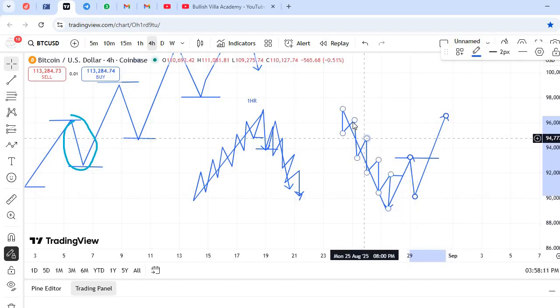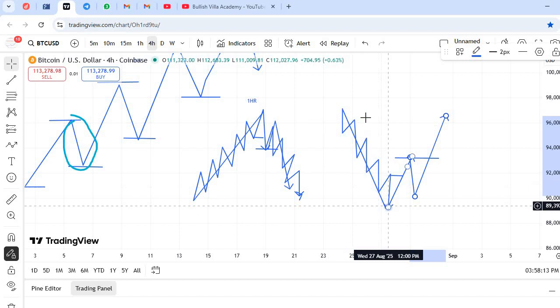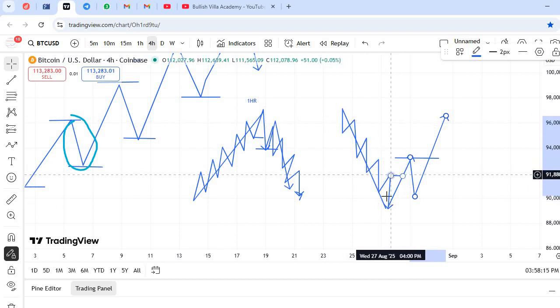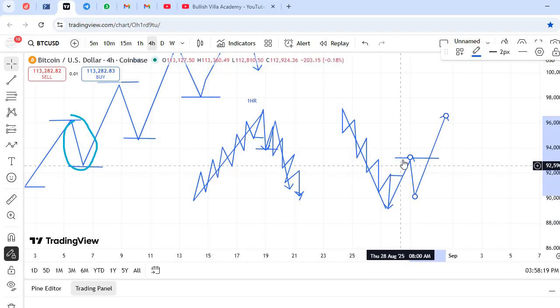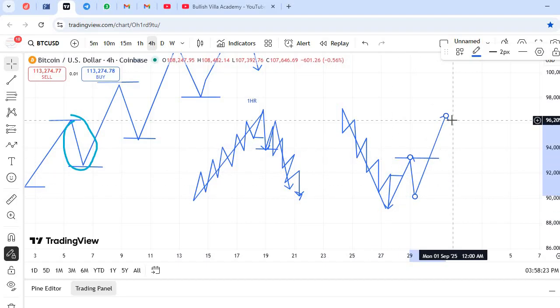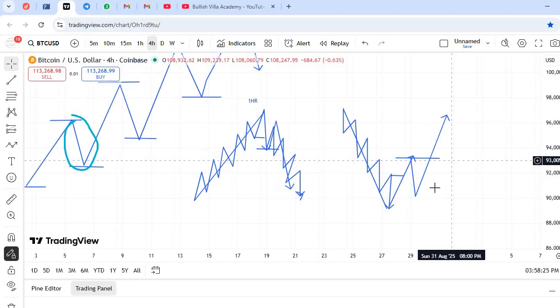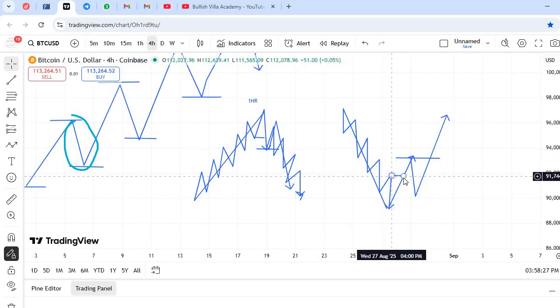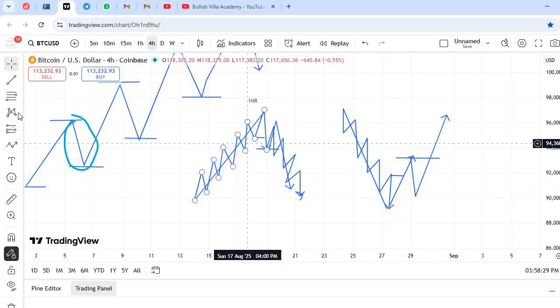Understand? So you can see how we know that this leg is finished: it is when this last high has been taken out. Then once the high has been taken out, wait for a retracement before you take your buy. Understand? But I want you to know that there are times that this last high can be taken out.